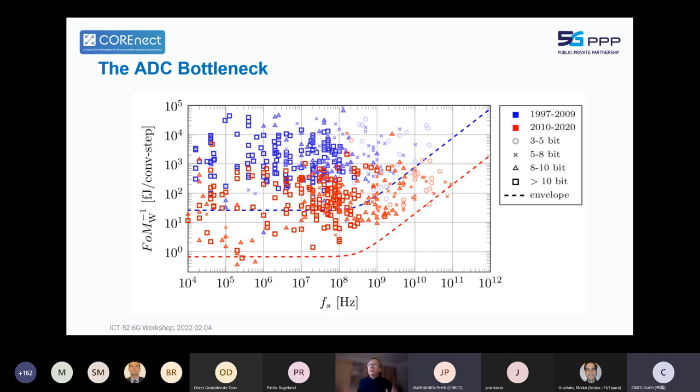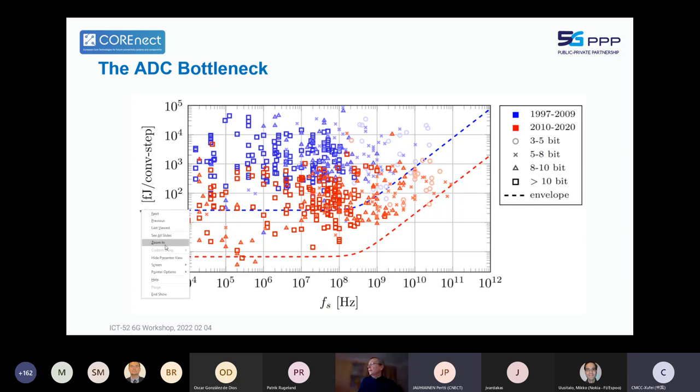If you look, the advances in ADC performance have been in so-called Walden figure of merit, femtojoule per conversion step. So if you have a 2-bit analog to digital converter, you have 4 steps. Or you have a 3-bit analog to digital converter, you have 8 quantization steps. And here you have the clock frequency on the x-axis.